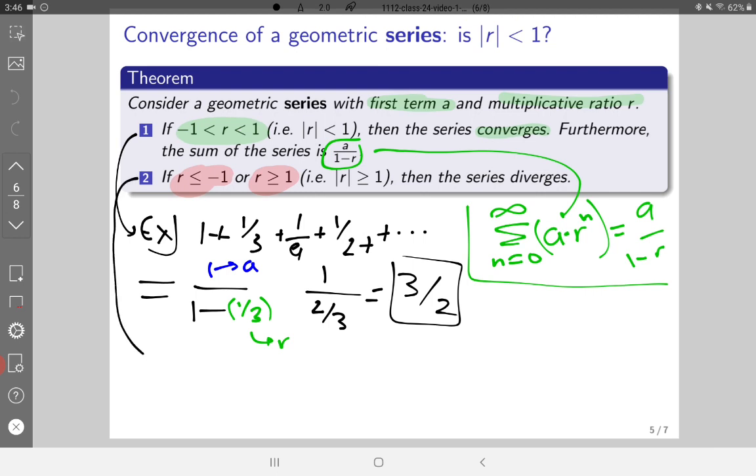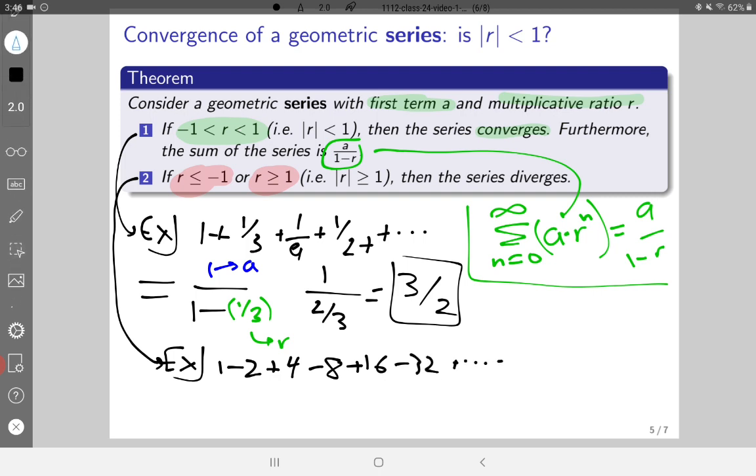Let me show you another example of the second part of the theorem. Let's take as an example here, let's say 1 minus 2 plus 4 minus 8 plus 16 minus 32, and so on. Look at that for a second and tell me why it's geometric. Why do the terms of this series, the things being added, follow a geometric sequence pattern?